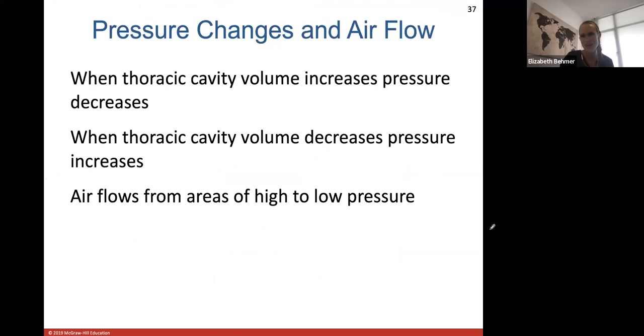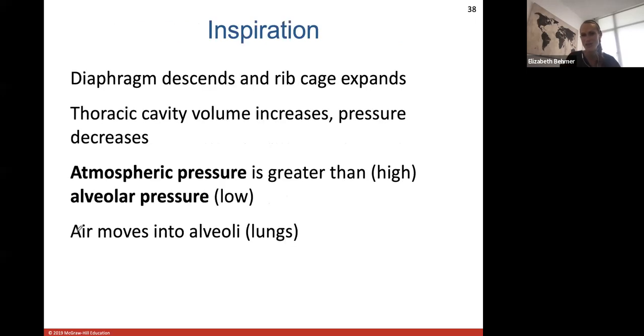Pressure changes and airflow. Changes in the pressure of air within the lungs help to encourage airflow either in or out of the lungs. For example, when your thoracic cavity volume increases, when your lungs get larger as you're breathing in, pressure will decrease. And when your thoracic volume decreases, pressure increases. This is a physics inversion law of pressure. And air will always flow from an area of high to low pressure.